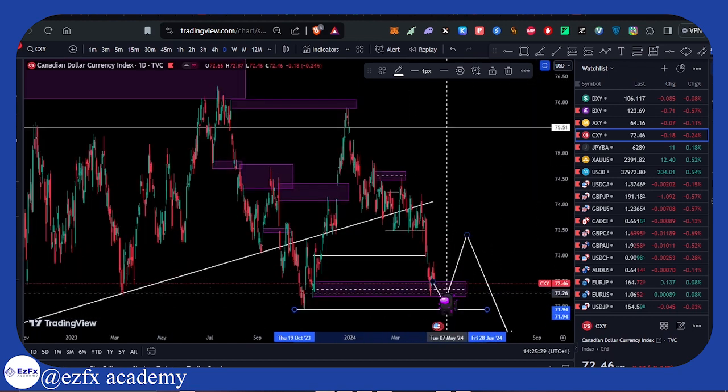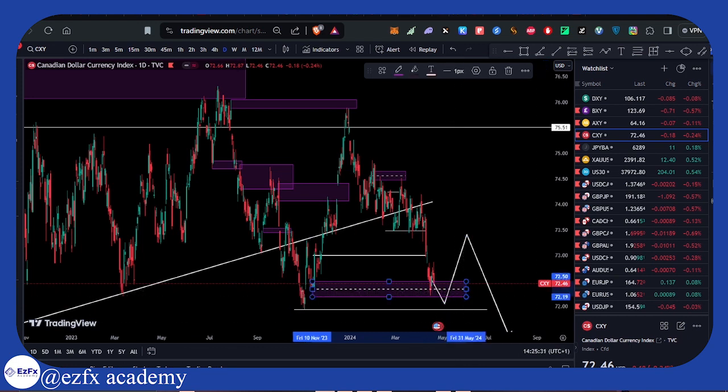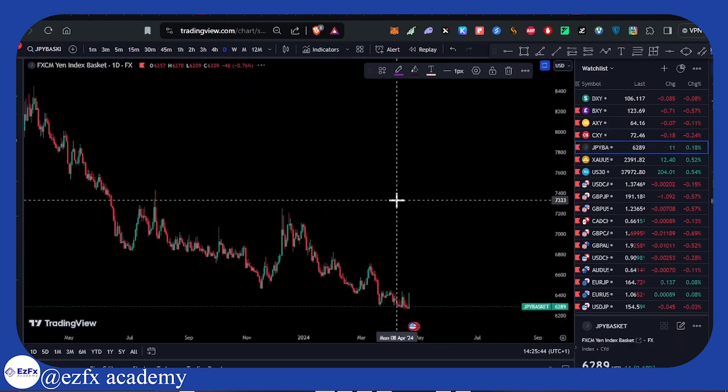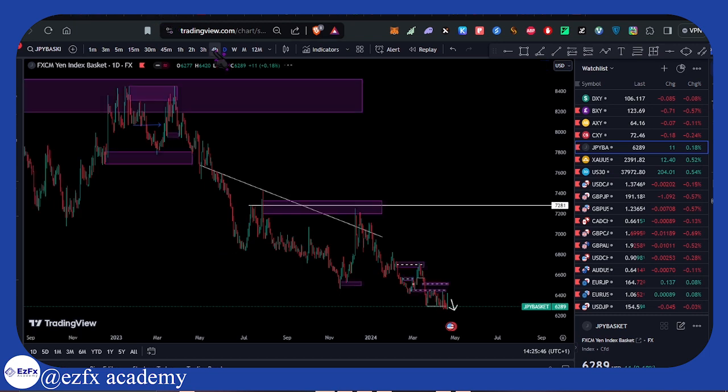I'm just watching out for this zone, between 72.50 and 72.19, to be broken. Once I get to see that happen, then I'll go on with my bias for Canadian CAD pairs. Next up, we'll be looking at the JPY basket.